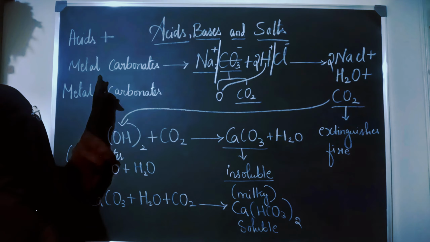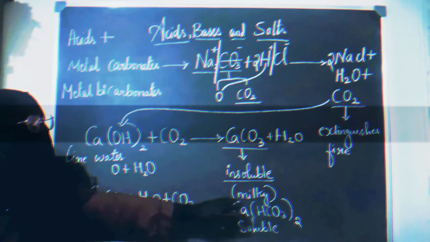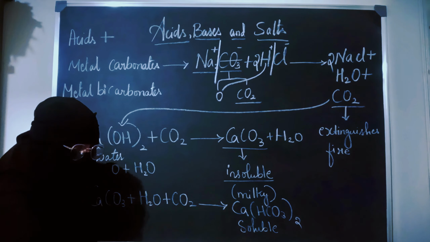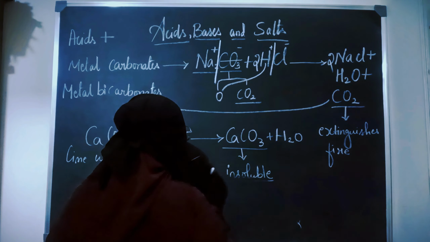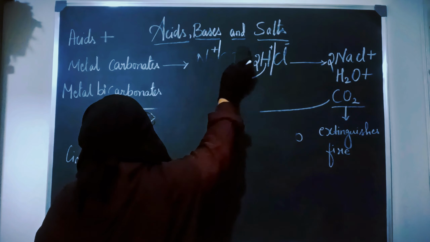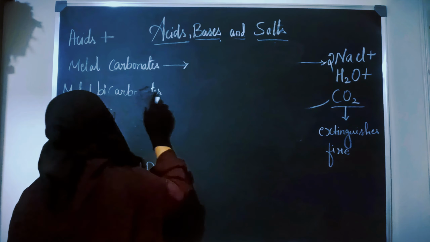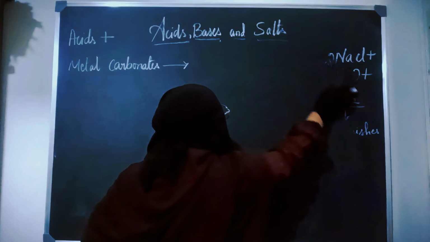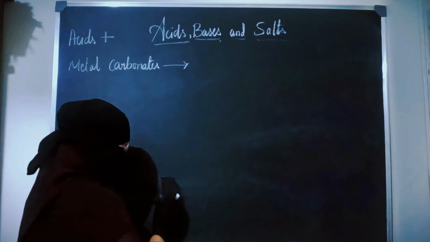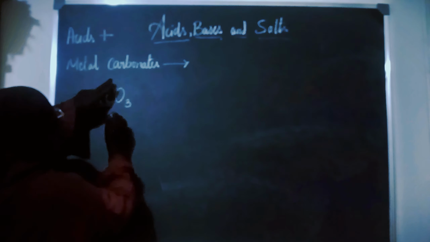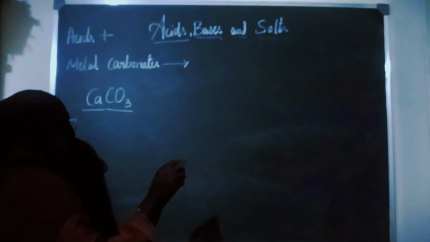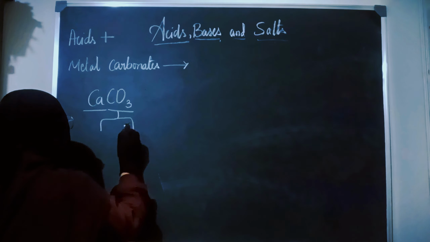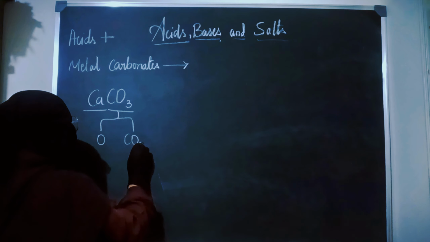So that is how metal carbonates and metal bicarbonates react with acid. Let's take one more example to understand this better. This time we had taken the metal carbonate to be Na2CO3. Now let us try understanding what will happen if I take another metal carbonate and see if the same reaction takes place. For example, if I take CaCO3, Ca is a metal, CO3 is a carbonate. Again, whenever there is a carbonate, it can be split into oxygen and CO2.